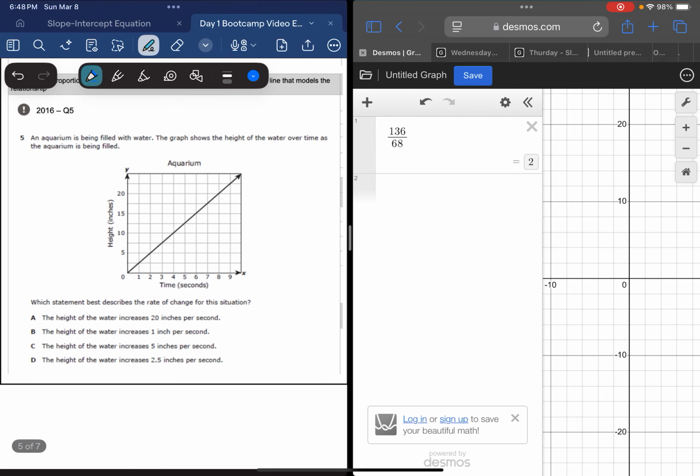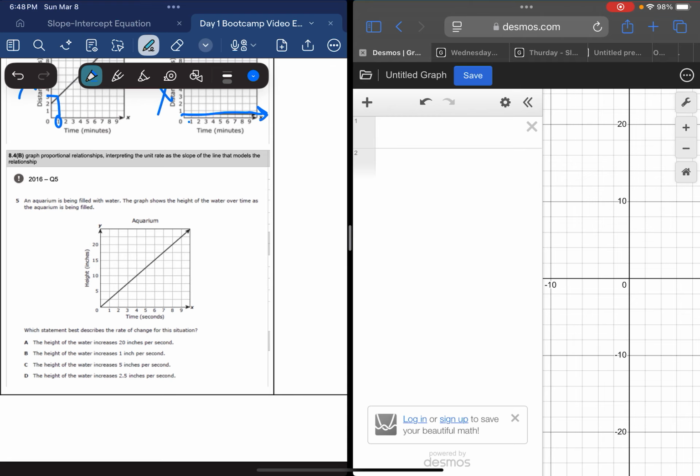Question number 5. An aquarium is being filled with water. The graph shows the height of the water over time as the aquarium is being filled. Which statement best describes the rate of change for the situation? So there's a couple ways that we can go about solving this question.